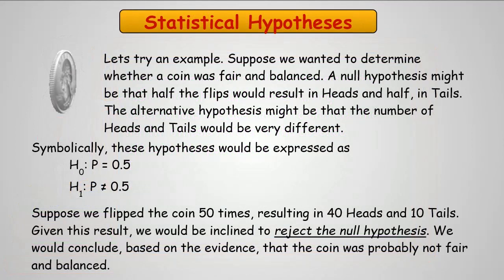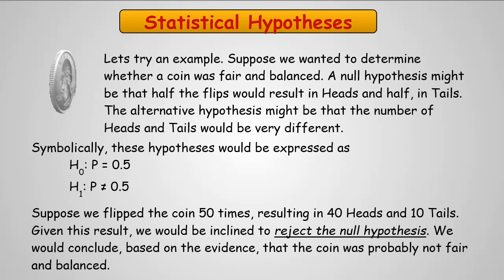Let's see if we can make this easy by using an example. Suppose we want to determine whether a coin is fair and balanced. A null hypothesis might be that half the flips would result in heads and half in tails. The alternate hypothesis might be that the number of heads or tails will be very different. So symbolically, these hypotheses would be represented as H0: probability equals 0.5, and the alternate hypothesis would be that the probability is not equal to 0.5.